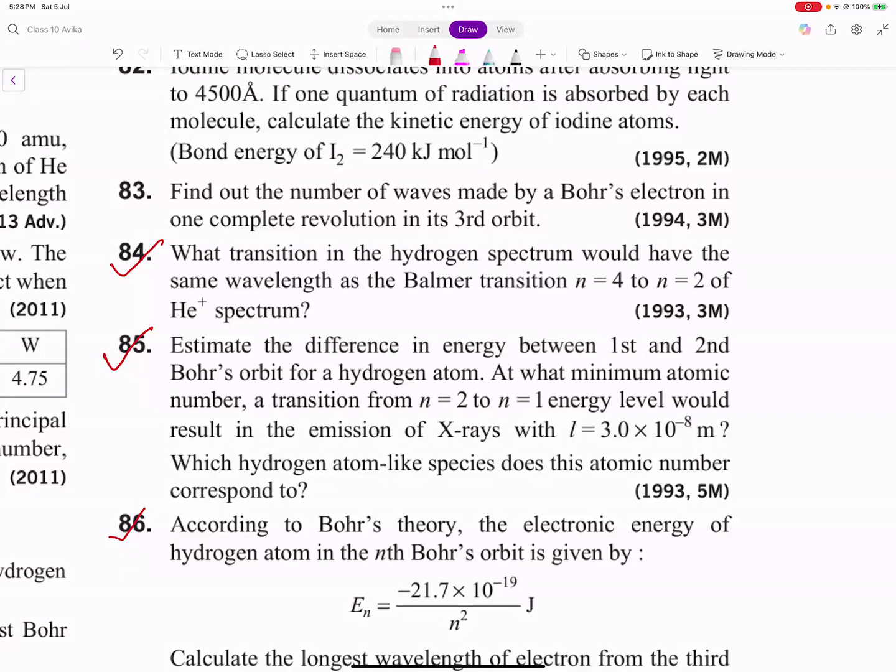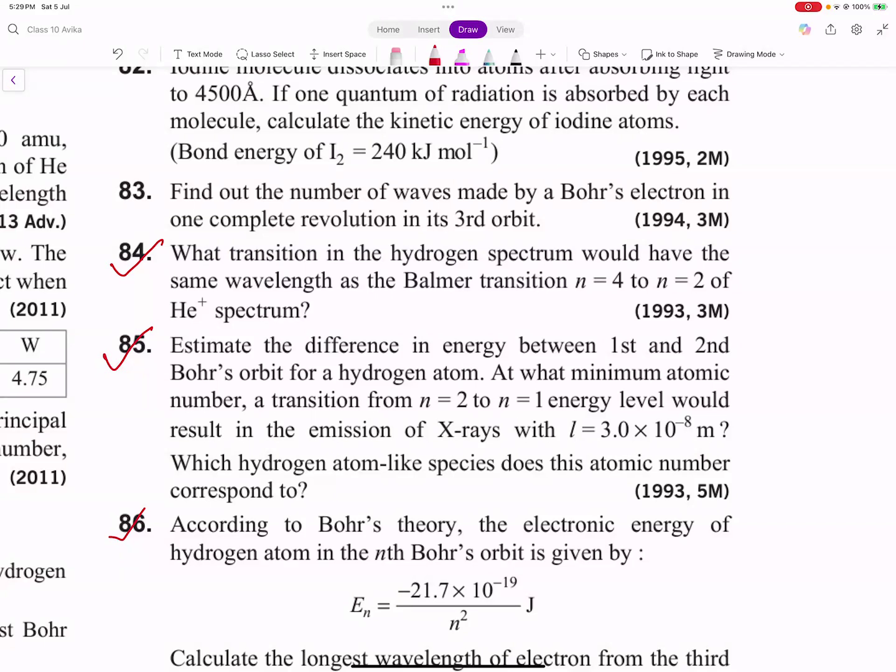But 84, yeah. See, they are asking what transition in the hydrogen spectrum would have the same wavelength as the Balmer transition in helium plus. You have to find out from which orbit to which orbit it will drop in the hydrogen atom to have the same wavelength as it is having in the case of n equal to 4 to n equal to 2 in helium plus. Got it?